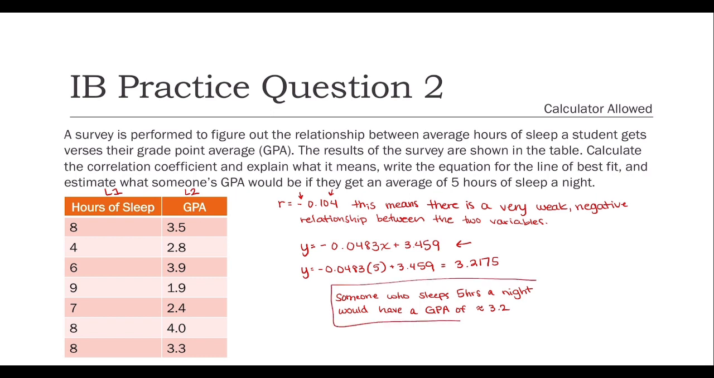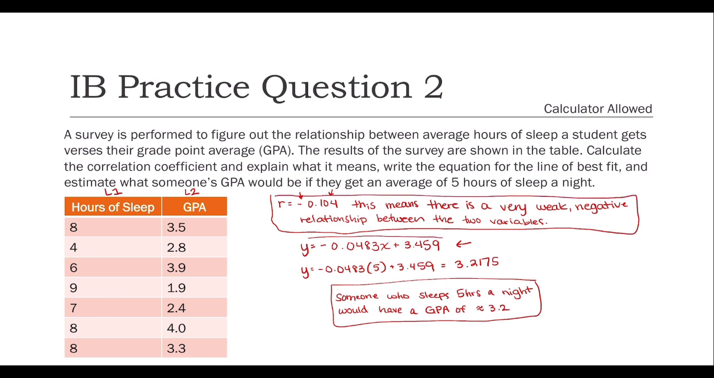So those are your answers to the question. We have our correlation coefficient and the explanation. We have our line of best fit. And then we have our approximation of a GPA for someone with an average of 5 hours of sleep a night.